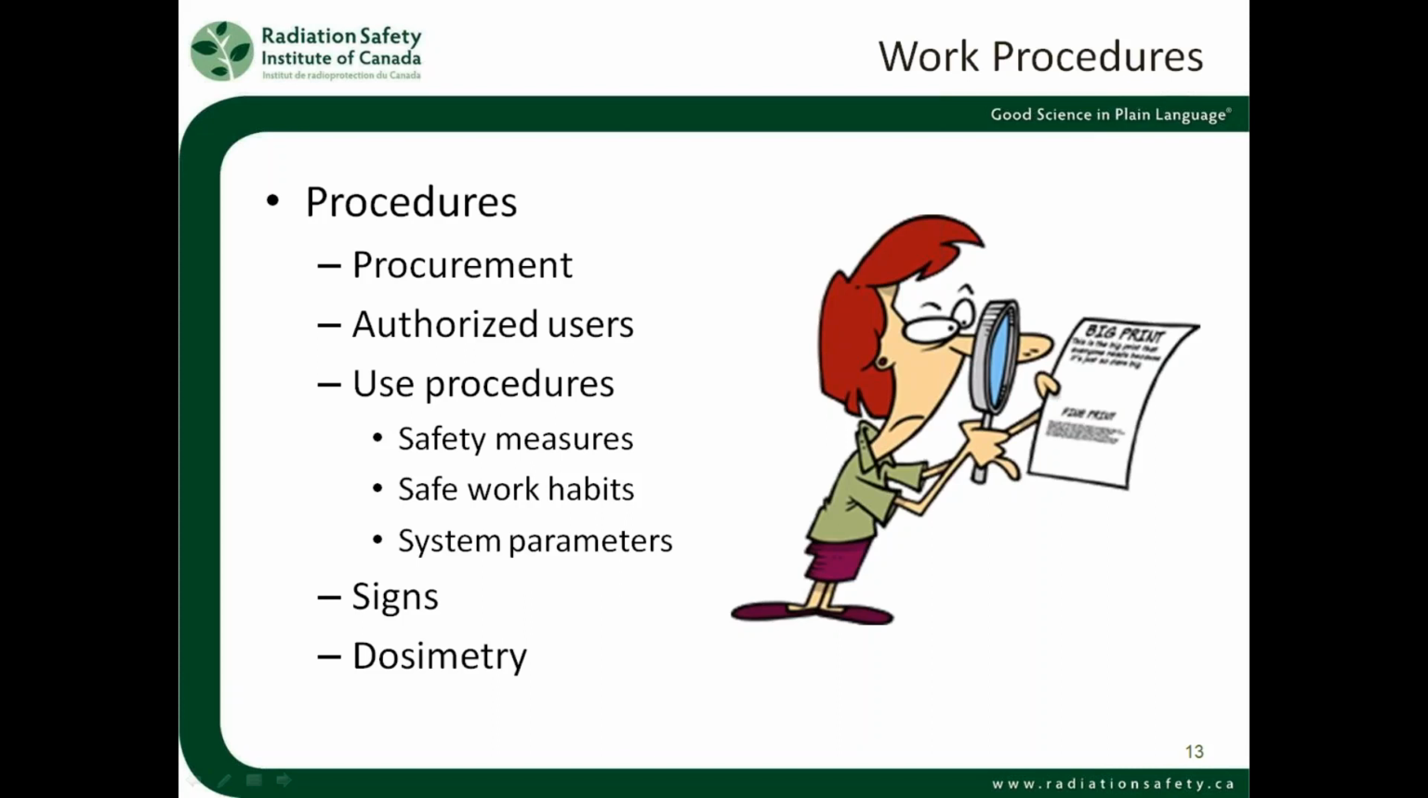Then we also should have a list of authorized users. So our procedures should talk about how we allow people to use our equipment, who is allowed to use the equipment, what sort of documentation of their training is necessary before they're allowed to use.